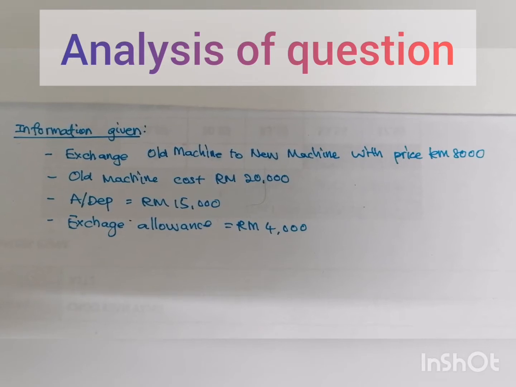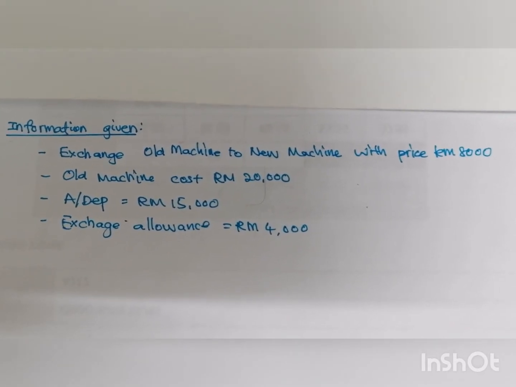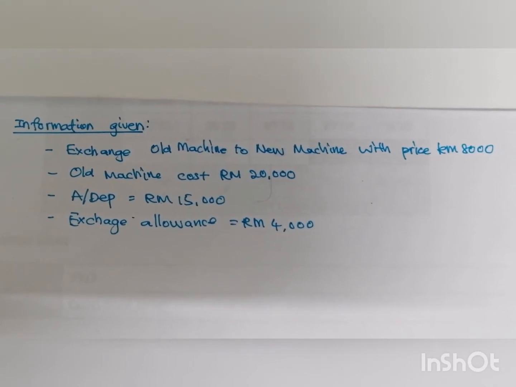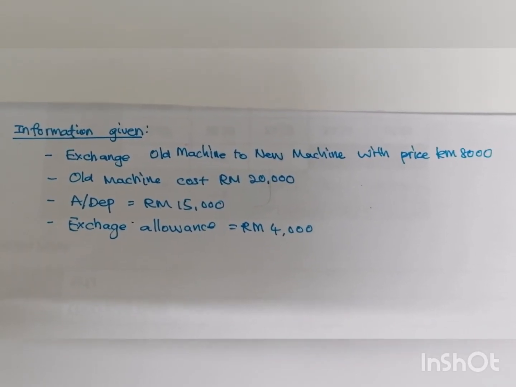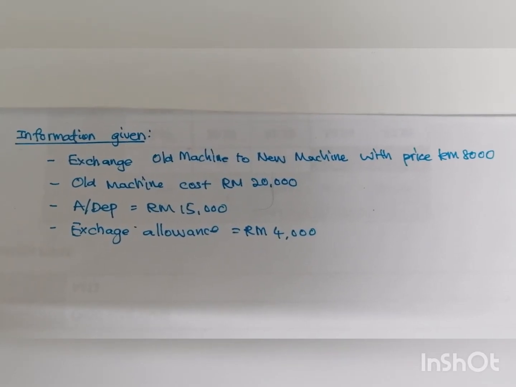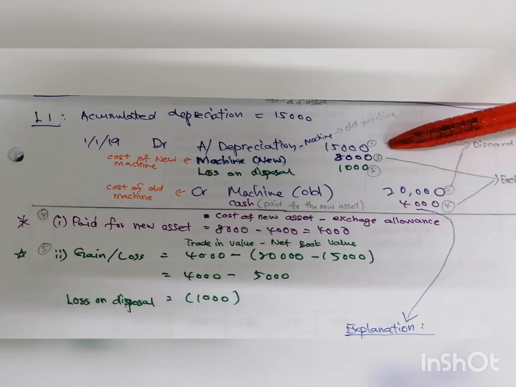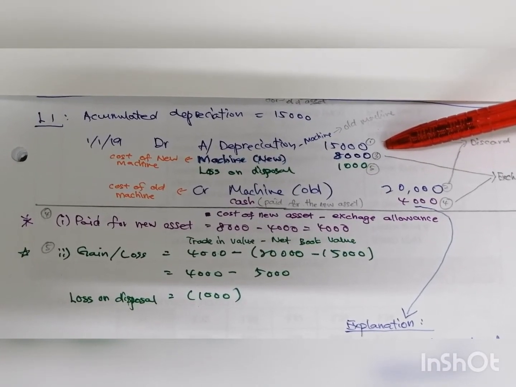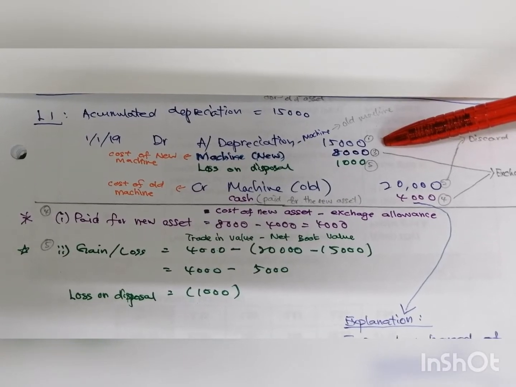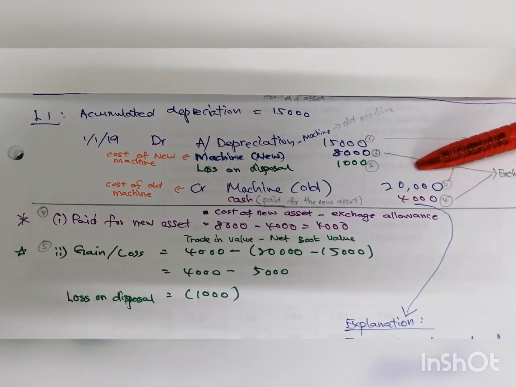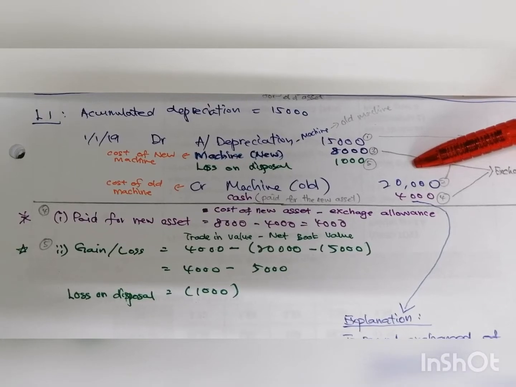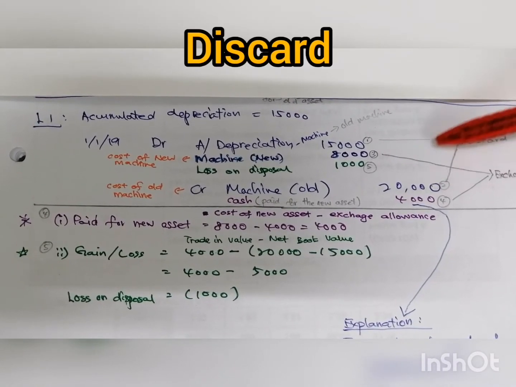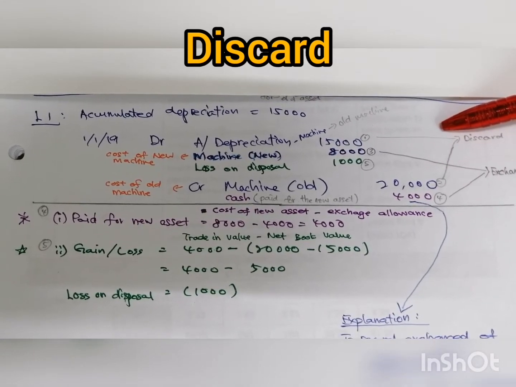The exchange of old machine to new machine with the price of 8,000, and the old machine has the cost of 20,000. Accumulated depreciation is 15,000. The exchange allowance is 4,000. Step 1. We should debit accumulated depreciations for machines 15,000 and credit machines for 20,000. This process is to discard the asset.